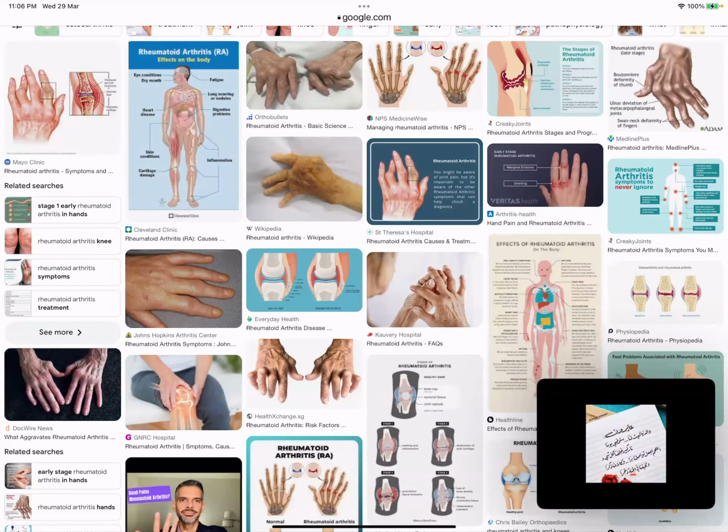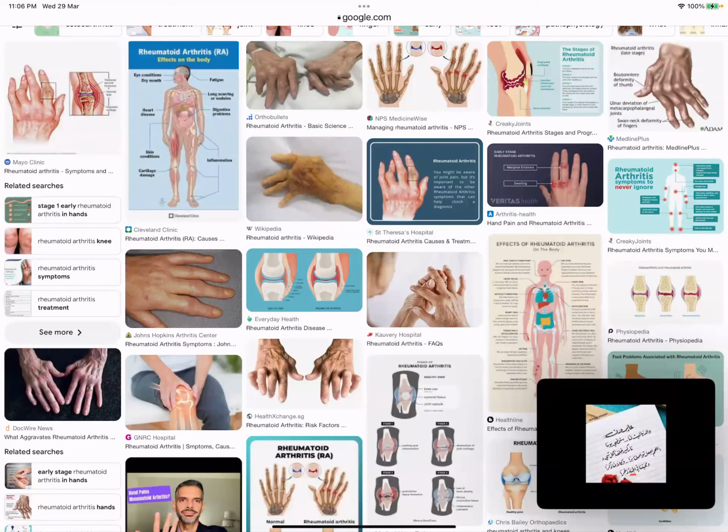So, 2 B's. What is the first B? You should ask the patient if there is any pain. The second B is pillow. You should support the hands on the pillow before examining the joints of the hands. So these are very important notices.